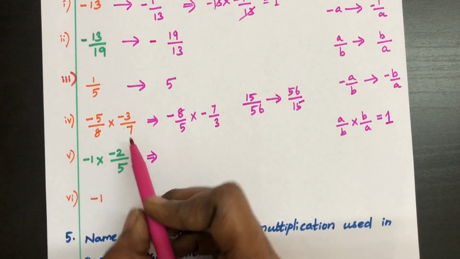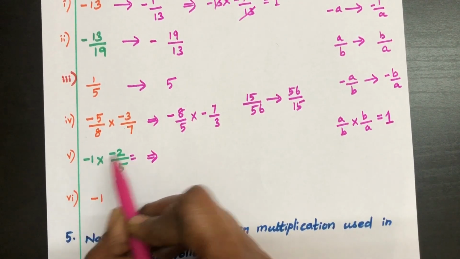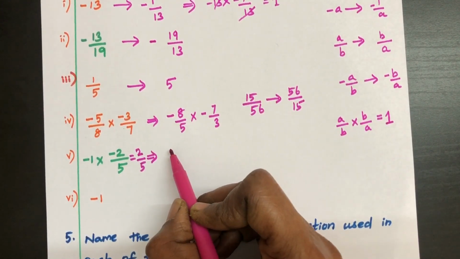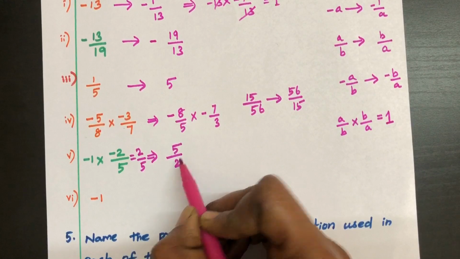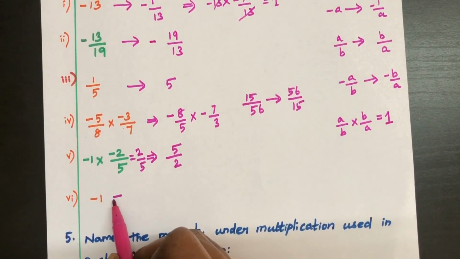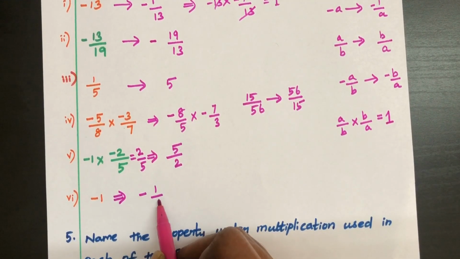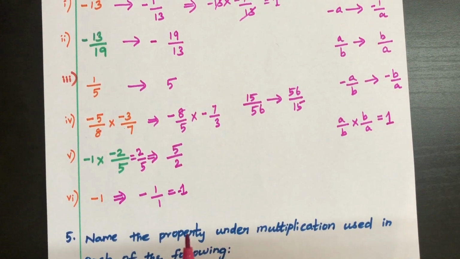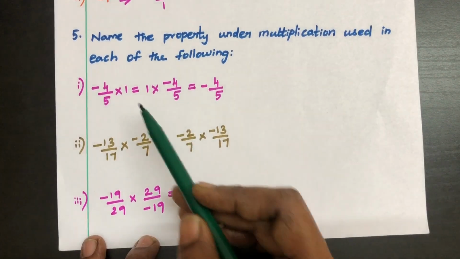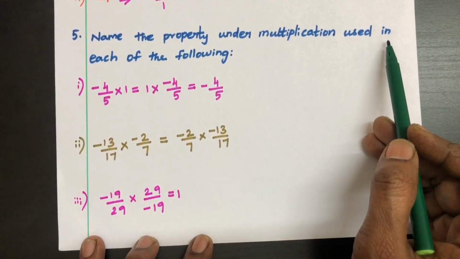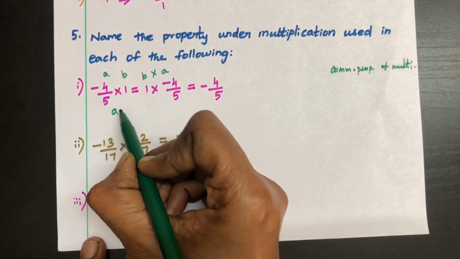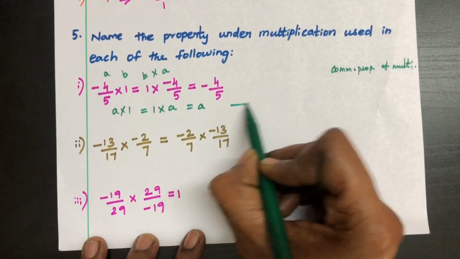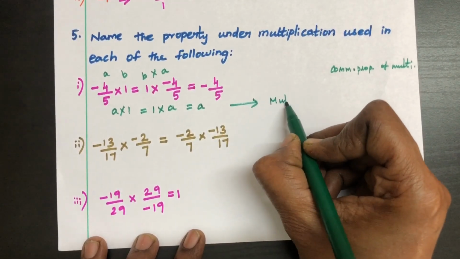So, this is minus into minus positive. So, 1 into 2 by 5 is 2 by 5. So, its reciprocal, 5 by 2, is the multiplicative inverse. Now, this is minus 1 by 1, and the multiplicative inverse for minus 1 is minus 1 alone. Fifth question, name the property under multiplication used in each of the following. a into 1 is equal to 1 into a, which is equal to a. This gives us multiplicative identity.